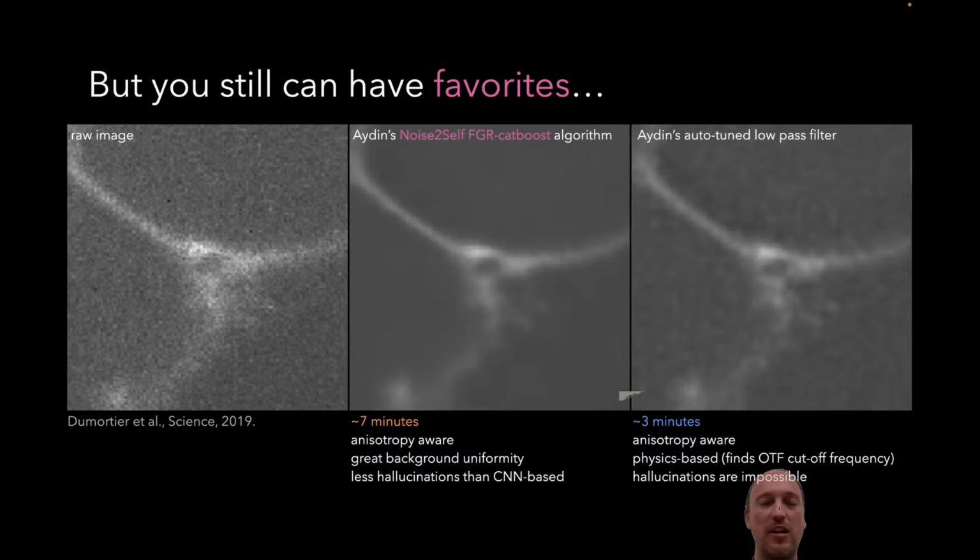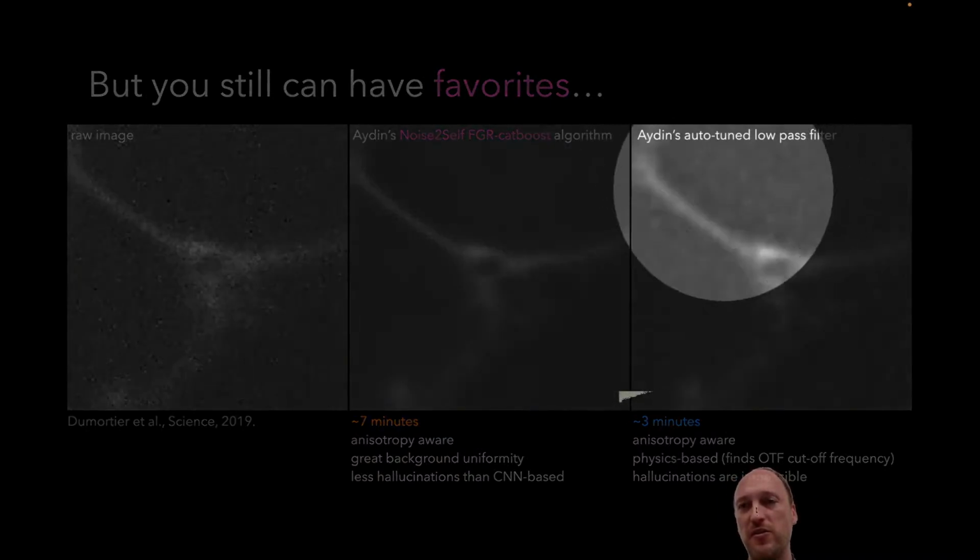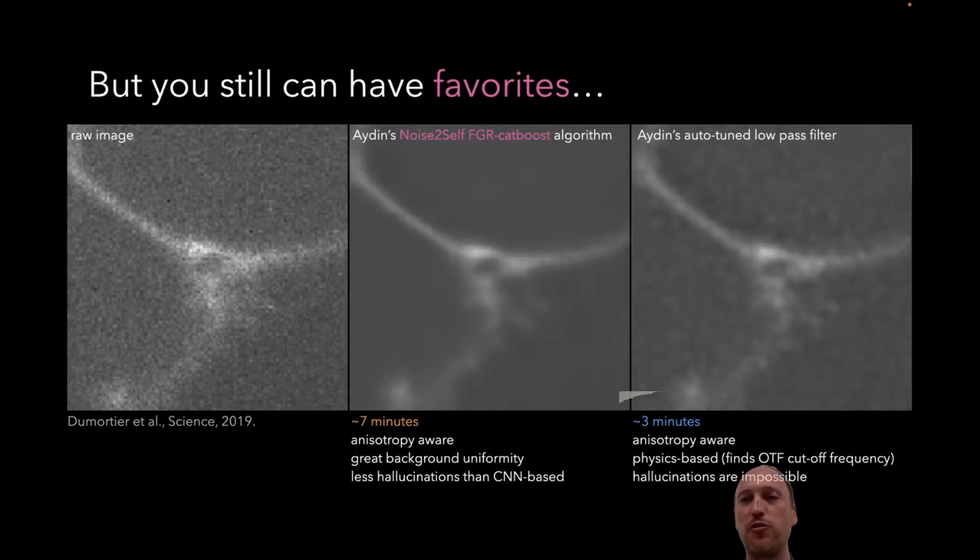As I said, I don't think there's a best algorithm in general. It's always relative to the data and the instrument and the particularities of your problem, and also of the downstream processing tasks that you might have. But we do have our favorites in Aydin. We do have our favorite algorithms, and definitely for us, this auto-tuned low-pass filter is really one of our first go-to algorithms because it's really fast, it's really safe.